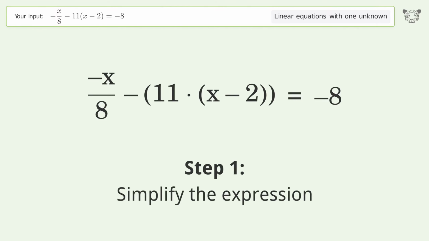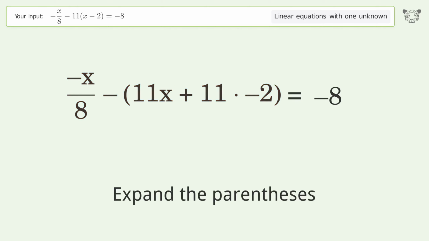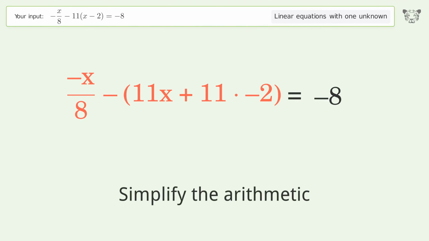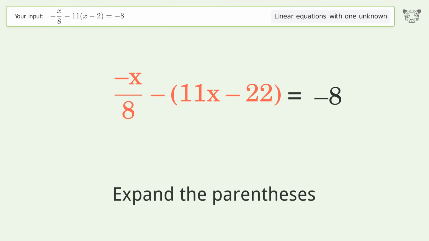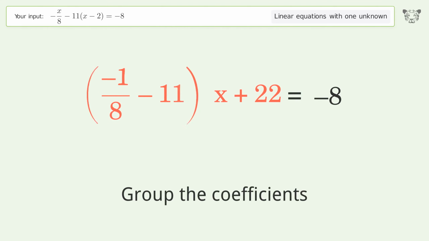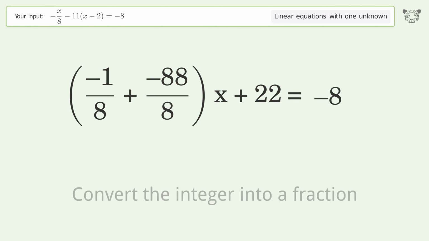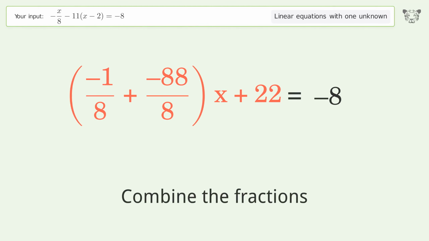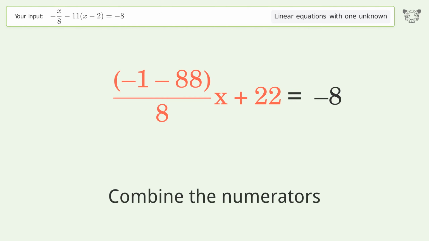Simplify the expression. Expand the parentheses. Simplify the arithmetic. Expand the parentheses. Group the coefficients. Convert the integer into a fraction. Combine the fractions. Combine the numerators.